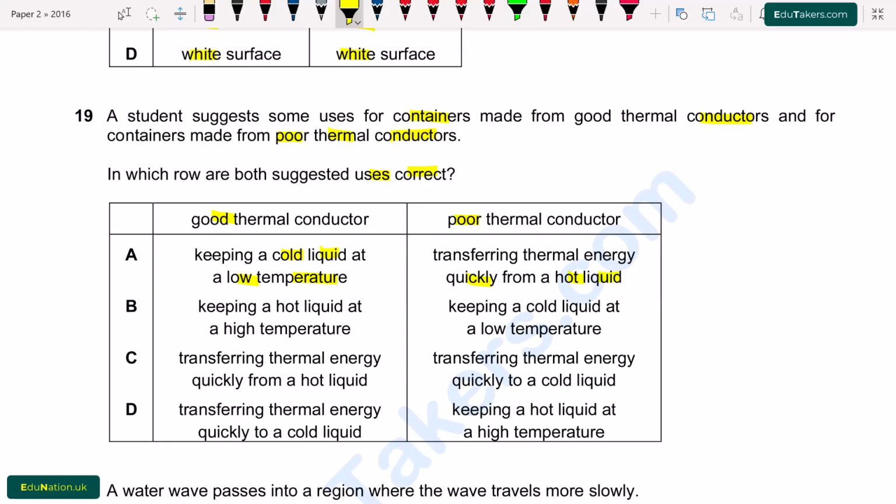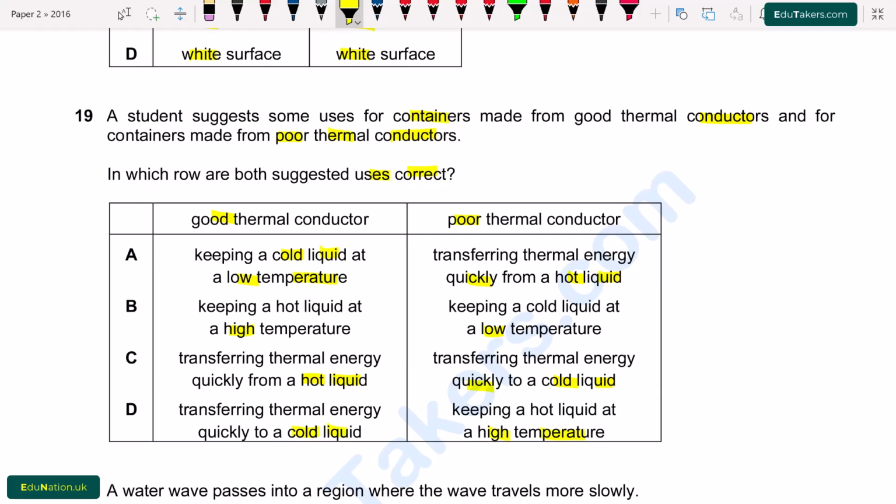B, keeping a hot liquid at high temperature, keeping a cooled liquid at a low temperature. C, transferring thermal energy quickly from a hot liquid, transferring thermal energy quickly to the cooled liquid. D, transferring thermal energy quickly to the cooled liquid, keep a hot liquid at a high temperature.